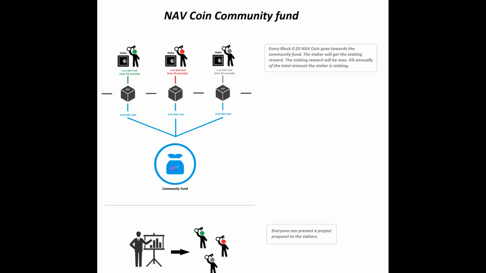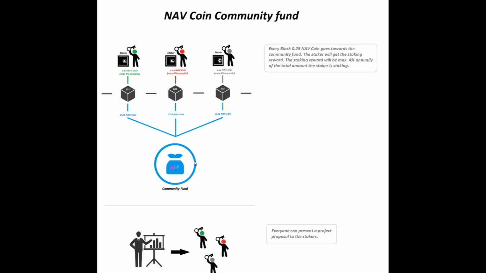By staking NavCoin, you can earn up to 5% annually. Currently we are voting for a proposal that will change the staking reward. The staking reward annually will change from 5% to 4%, and every block, so every 30 seconds, 0.25 NAV would go into a fund, the community fund. I made a flowchart to make it easier to understand the whole process.